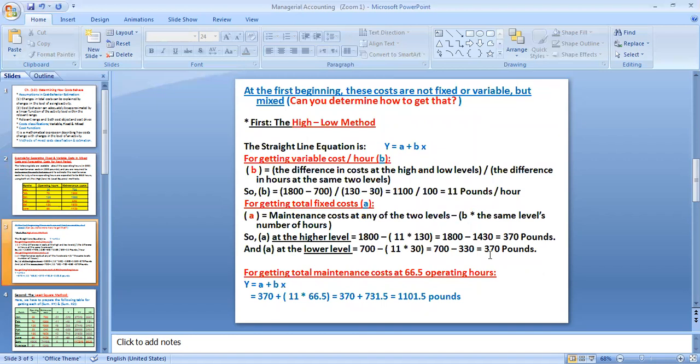Estimating the cost for any other period within the range from 30 to 130 will give me 370 fixed cost plus 11 times the level needed. It gives me 1,101.5. Okay? What's your opinion on this method? Is it a good method? Yes, it is a very good method and very easy method.